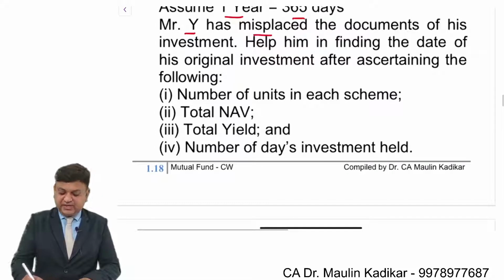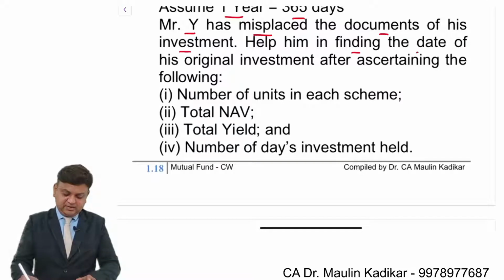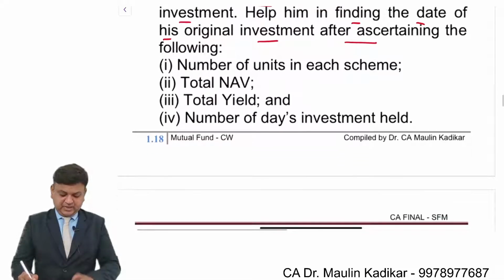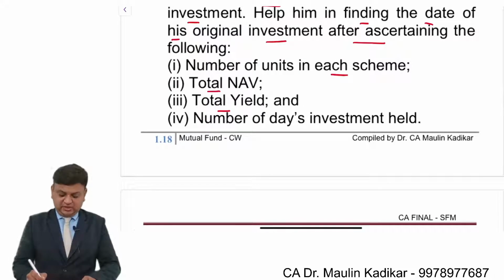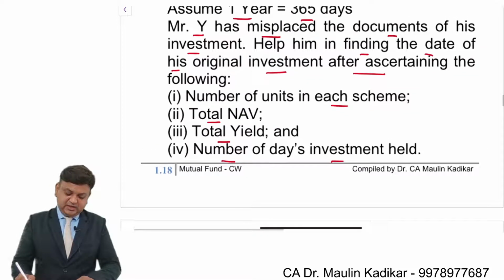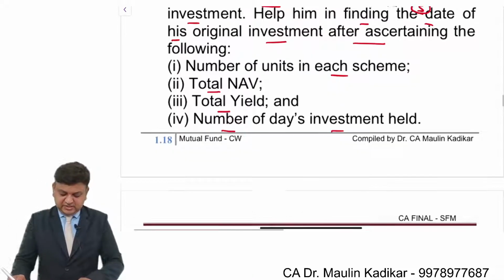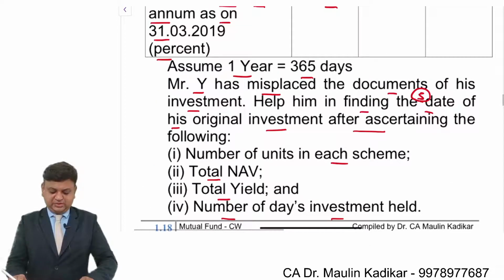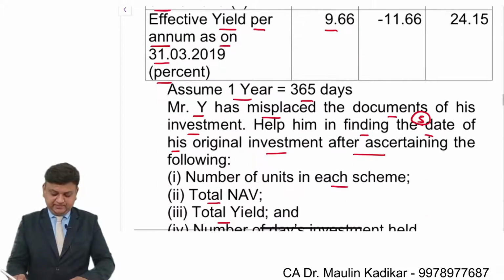Mr. Y has misplaced the documents of his investment. Help him in finding date of his original investment after ascertaining the following. First, number of units in each scheme. Second is the total net asset value. Third is total yield. Fourth is number of days for which investment is held. And fifth is date of investment. So there are basically 5 questions which they have provided to us. You are required to make the computation with respect to each of the mutual funds.